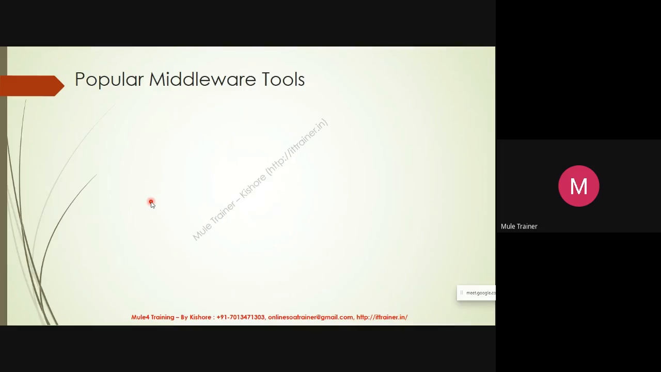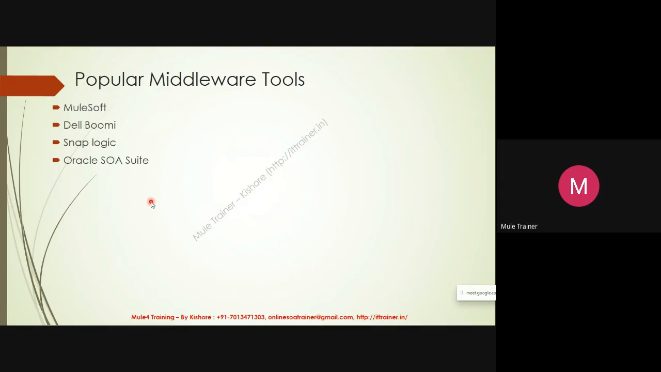So the next thing is popular middleware tools. Till now we have discussed some basic concepts of middleware, what the middleware tools currently available in the market are, and which are the popular ones. MuleSoft is the topmost in the list, and then we have Dell Boomi, and we have SnapLogic. These three are top in the market now. SnapLogic is yet to evolve. It was slowly getting traction in the market.